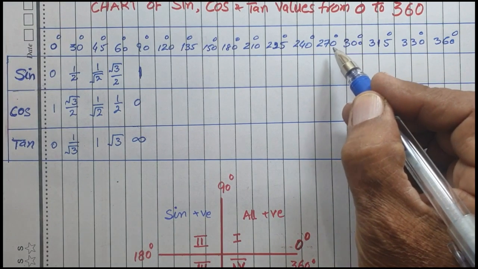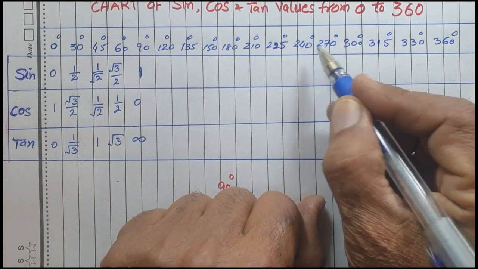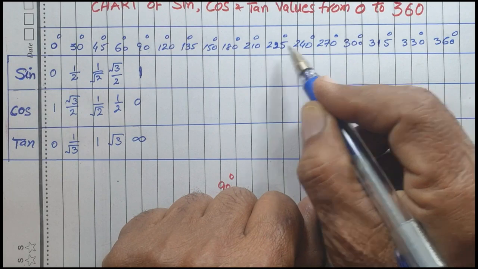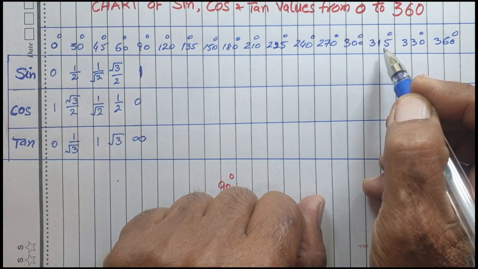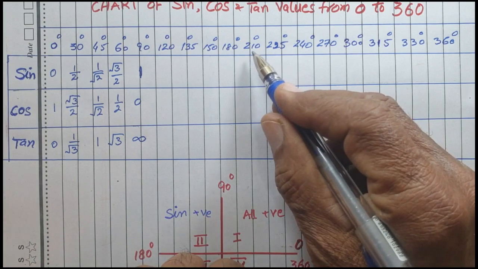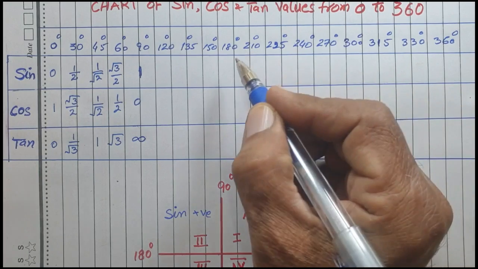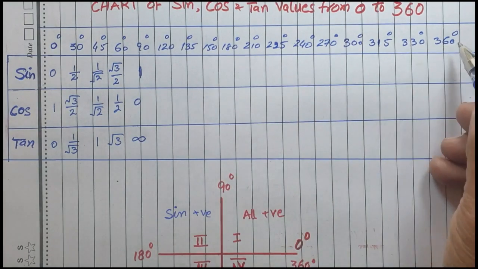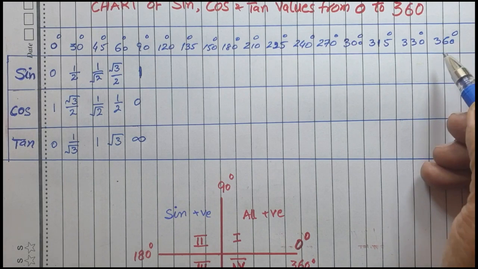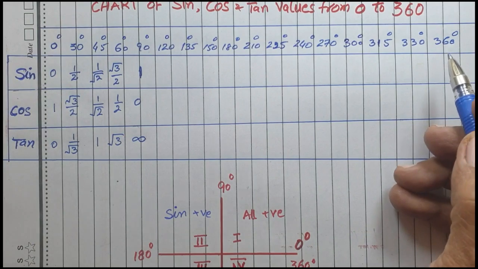Similarly, after 270 it will become 300, the difference of 30. Then there is a difference of 15 degrees, so it will be 315, and then 15 more and it will become 330, and then also the difference of 30. We add 30 here and reach 360 degrees. This is the way how we reach 360 degrees.